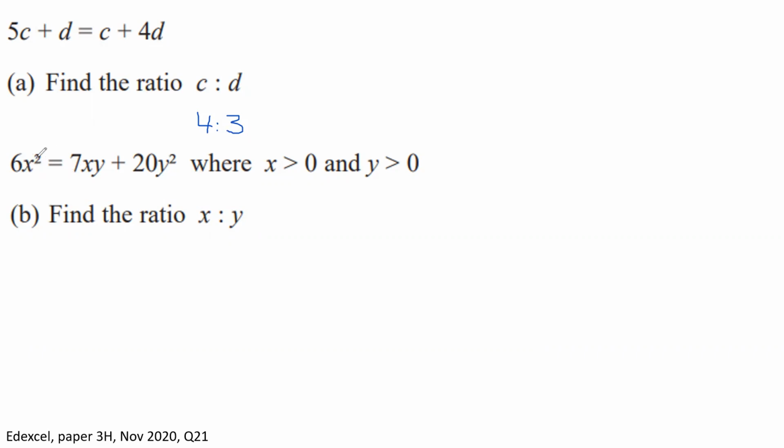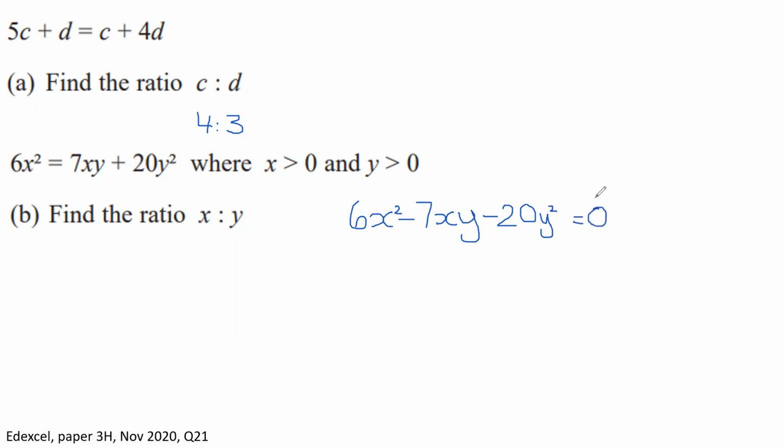But we've actually got 6x squared equals 7xy plus 20y squared. So we've got squares, we've got x's, we've got y's. It's a little bit more complicated. Where I would start with this one is by moving everything onto the same side. So we've got 6x squared, and then we can subtract 7xy, and then we can subtract 20y squared, and that is equal to 0.